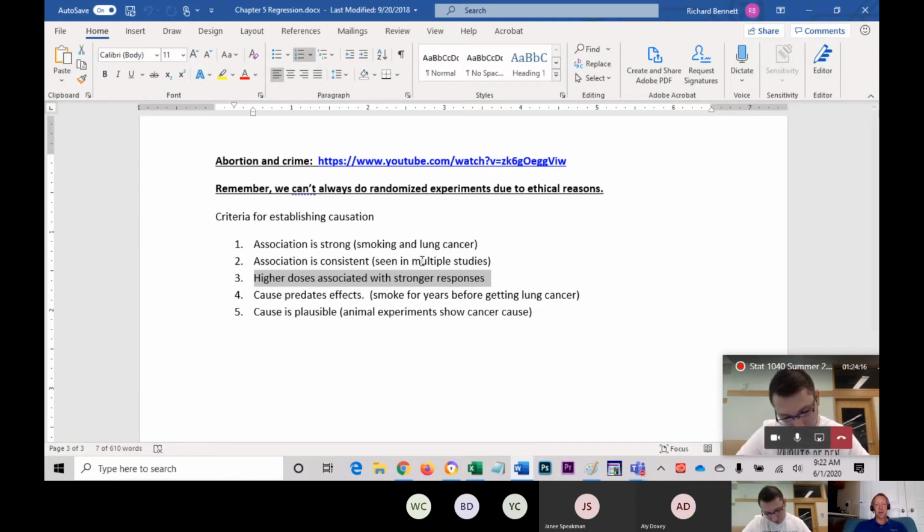The cause predates the effect. You have to smoke for years before you get lung cancer. And the cause is plausible. So they've done animal experiments to show that it causes cancer, because it is ethical for us to force rats or monkeys or whatever to breathe smoke. We just can't do that to humans.